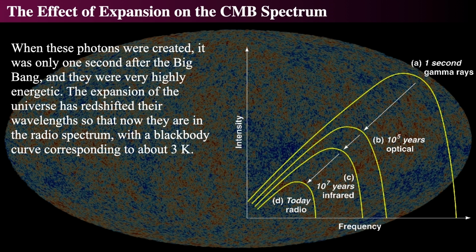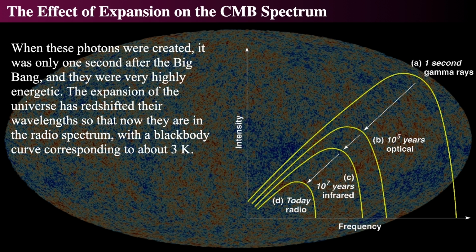So here's the effect of the expansion on the cosmic microwave background. Today it's seen in the radio as a black body. That's kind of letting the cat out of the bag. But if we go back and back in time until the universe was only 1 second old, the universe was mostly gamma rays. So if it was gamma rays when the universe was 1 second old, at about 100,000 years it would be visible light. In about 10 million years, it would go down to infrared, and today it's in the radio.